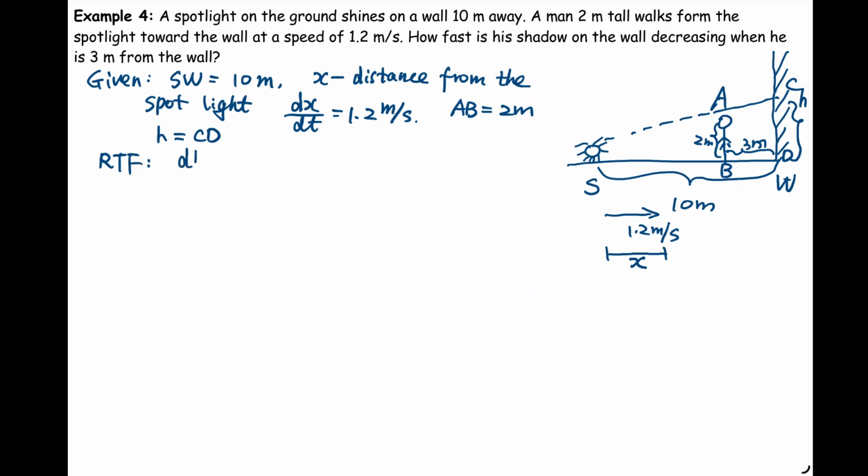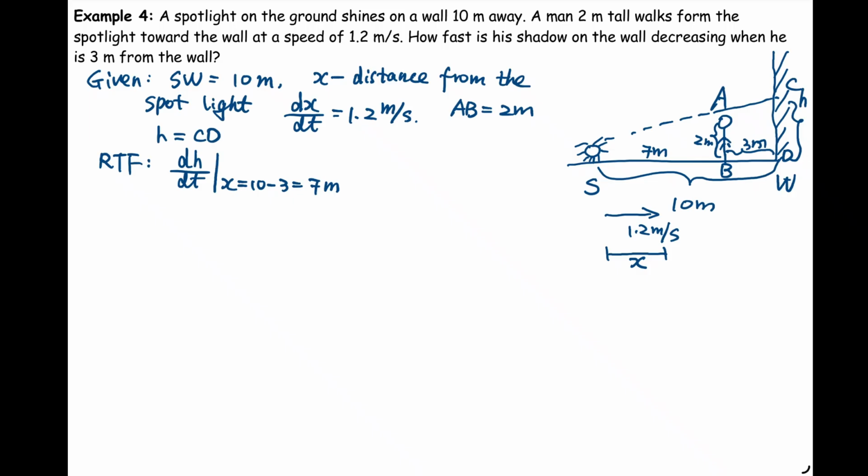It's dH over dt when the person is 3 meters from the wall, so x is now 3 meters. 10 minus 3 gives you 7 meters. So the person walked 7 meters to the wall. Now we are going to see how to connect the dx over dt with dh over dt.